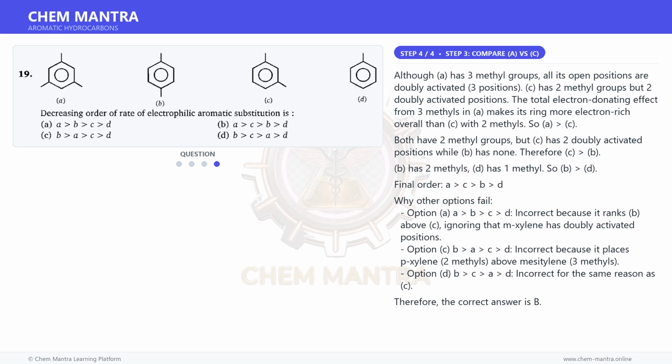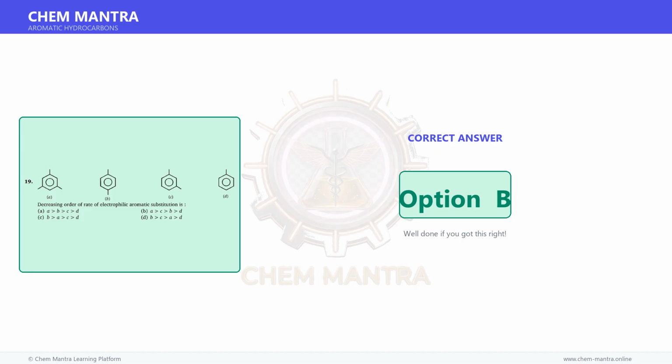Why other options fail? Option A, B, C, D is incorrect because it ranks B above C, ignoring that m-xylene has doubly activated positions. Option C, B, A, C, D is incorrect because it places p-xylene, 2 methyls, above mesitylene, 3 methyls. Option D, B, C, A, D is incorrect for the same reason as C. Therefore, the correct answer is B. Therefore, the correct answer is option B.